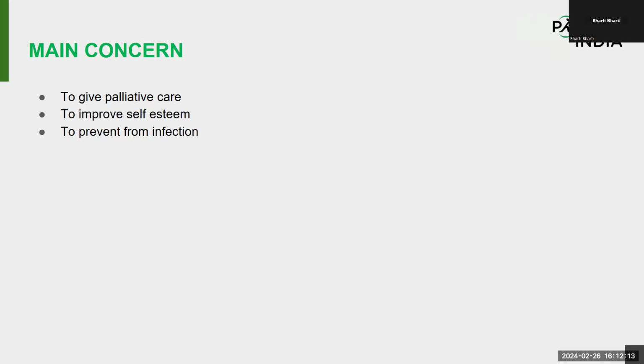Sigmoid colostomy. So if there is a sigmoid colostomy, as Sajan said, there is an option called colostomy irrigation. You can talk to the patient and the family about this. If they are willing, this is a good option for them. Okay, ma'am, definitely I will ask.